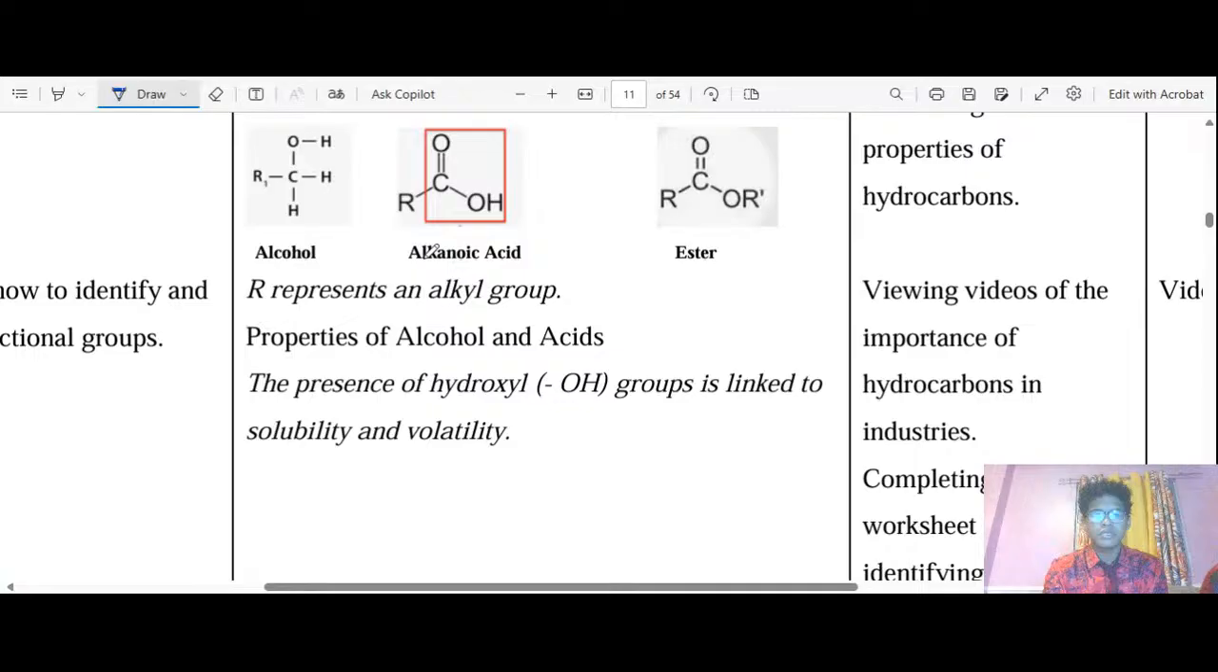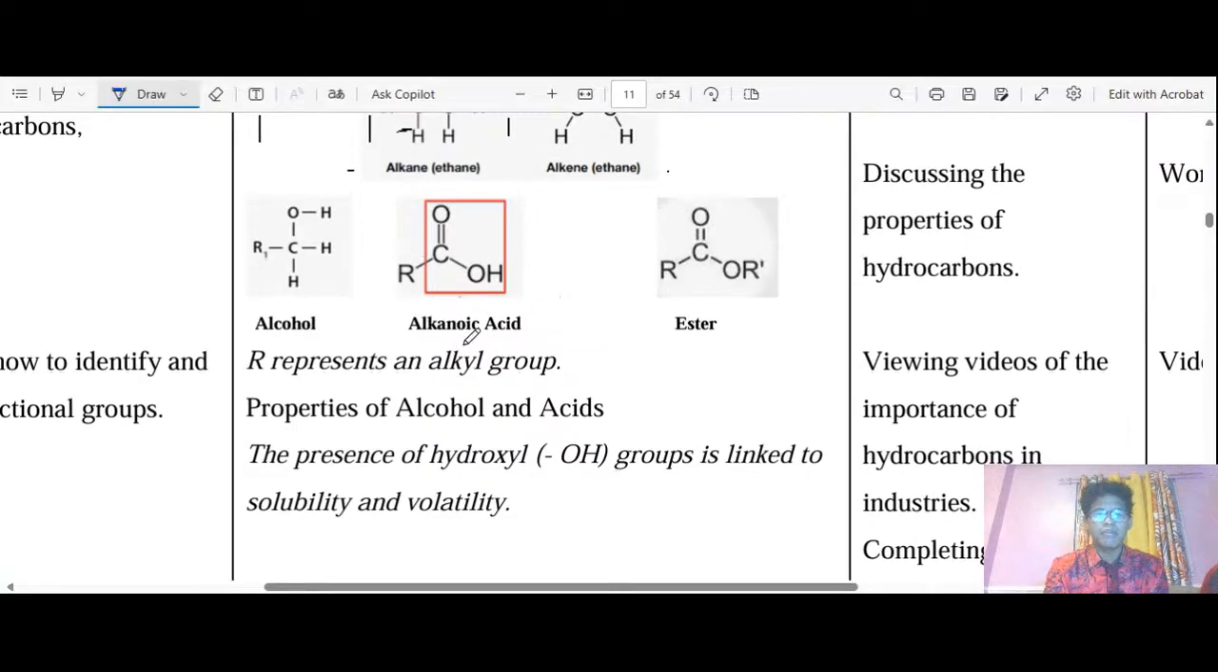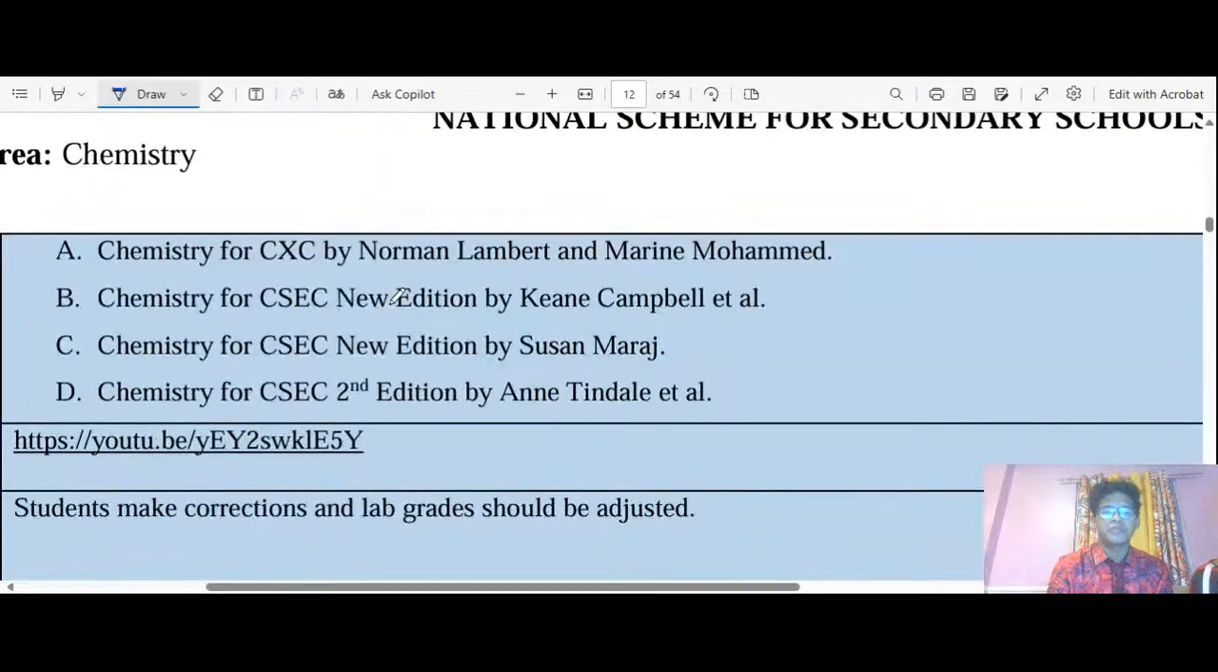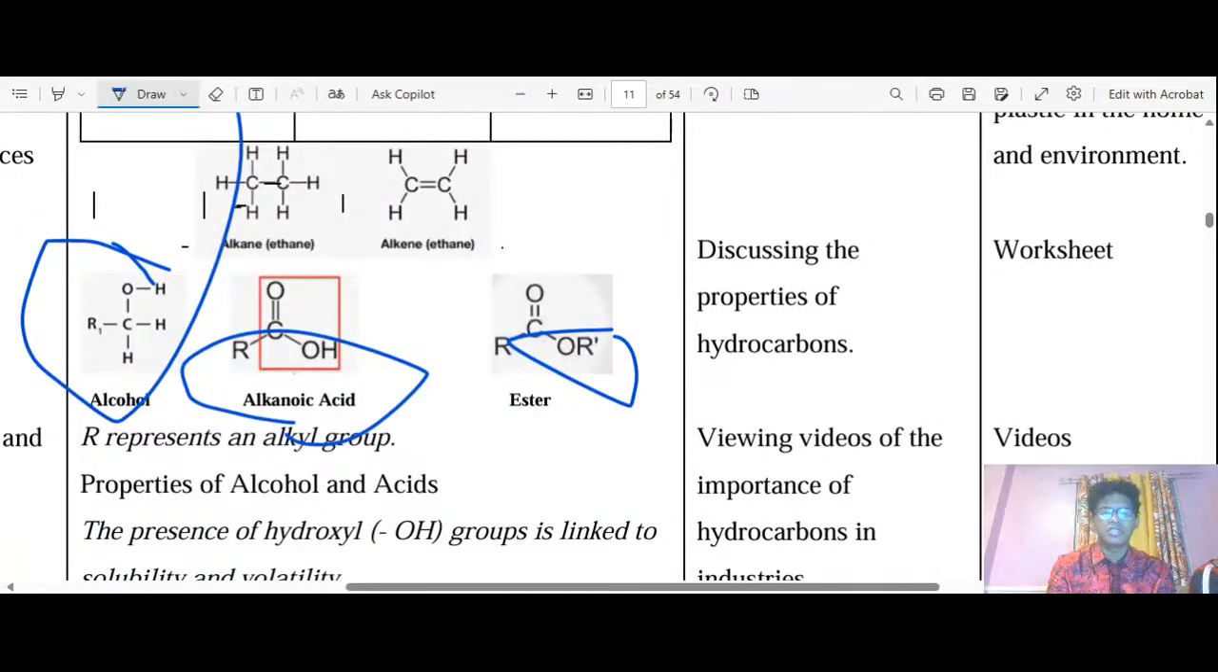So let's look back at that. The alkenoic acid has a double bond, and the ester usually has the OR, which is the signification of the ester. Esters are mainly sweet smelling, such as perfumes. That's the main way you could figure out what is an ester. For alcohol, this is usually how it's represented. So we could put that right on there. Let me zoom in so you could take a proper look.